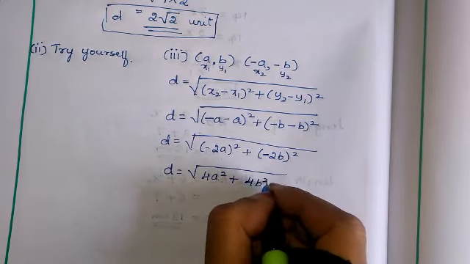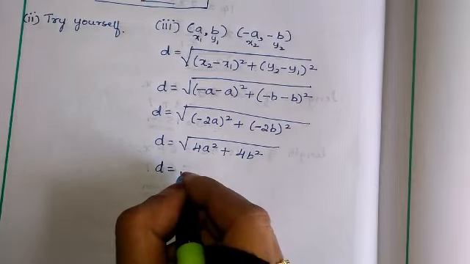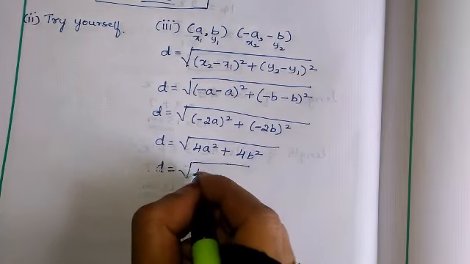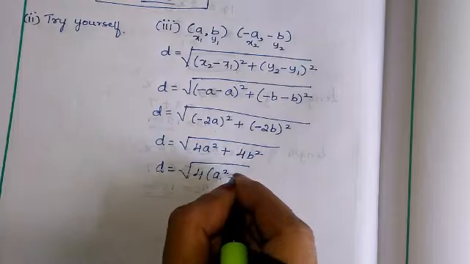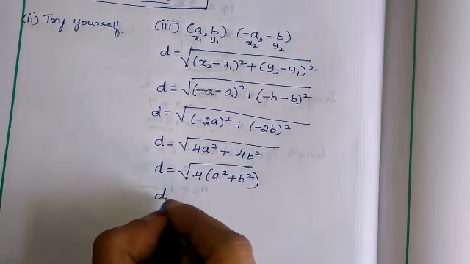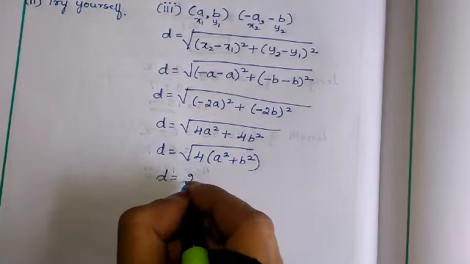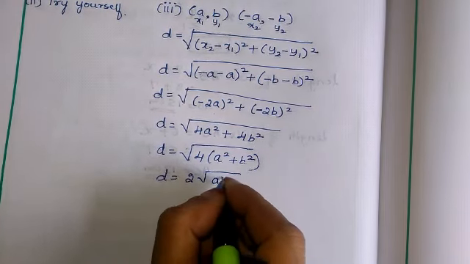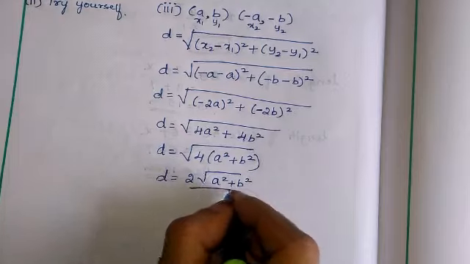We can see here 4 is common in both. So d is equal to root of 4 common, taken out, times a square plus b square. Now we know that root 4 is nothing but 2. So d is 2 root of a square plus b square. This is the answer.